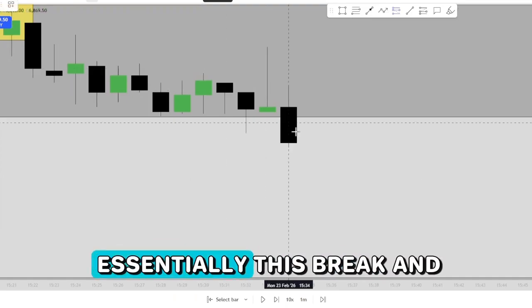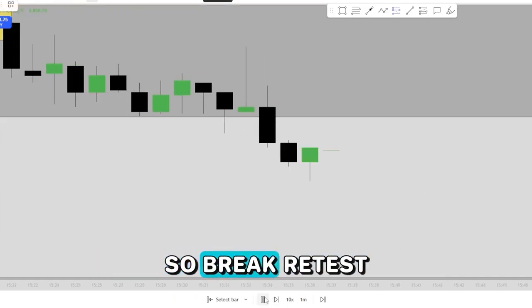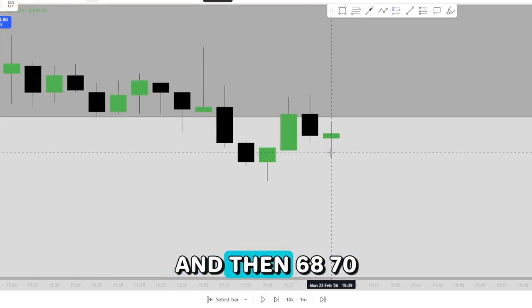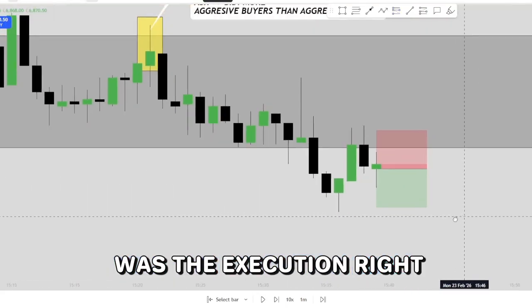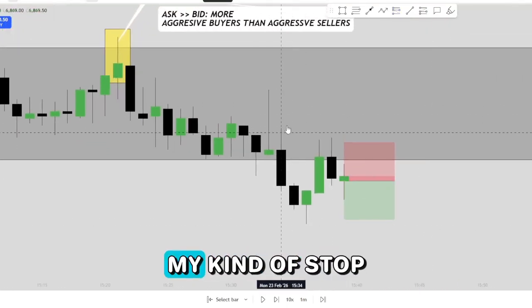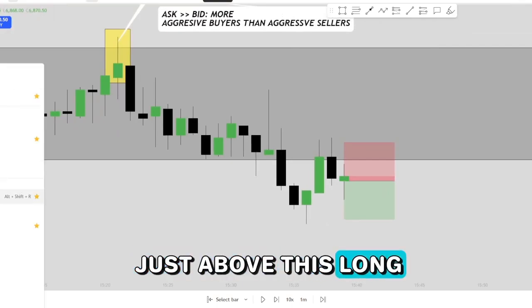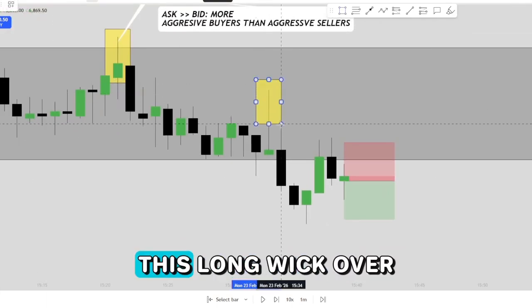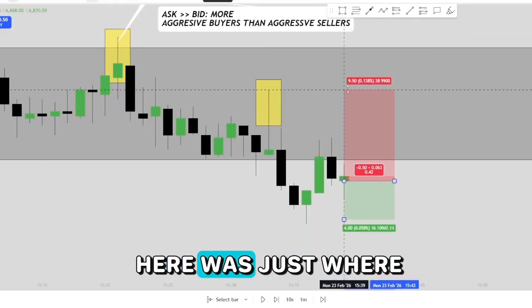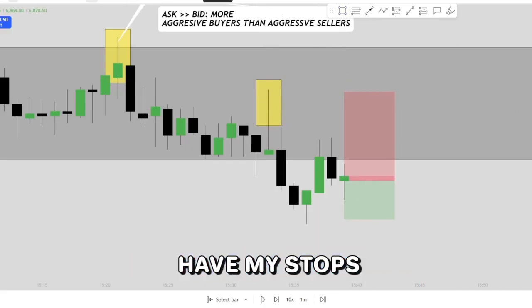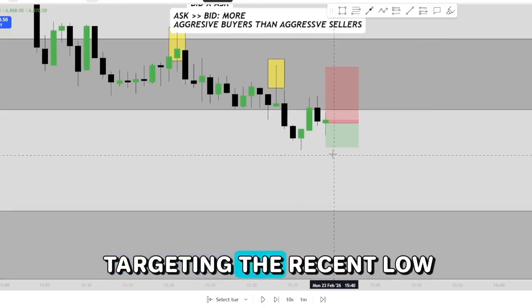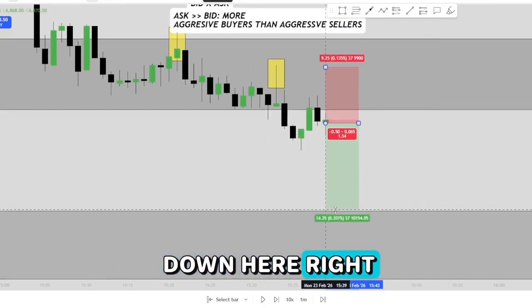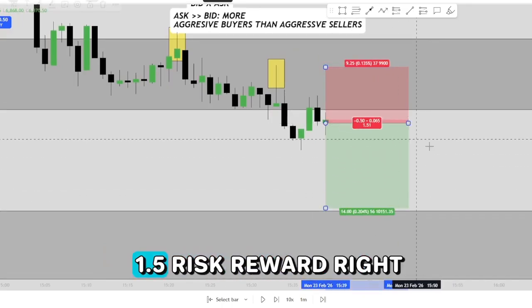So I'm looking for essentially this break and retest, right? So break, retest, and then 68.70 was the execution, right? So I was happy to have my stop just above this long wick over here, right? This long wick over here was just where I was happy to have my stops. And we want to be targeting the recent low down here, right? That's a 1 to 1.5 risk reward, right?